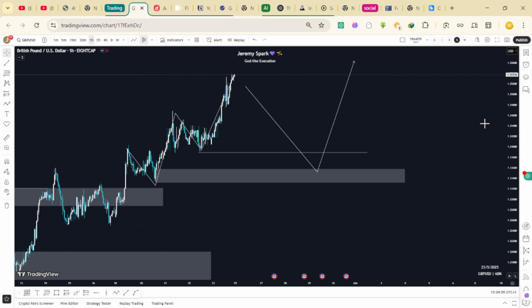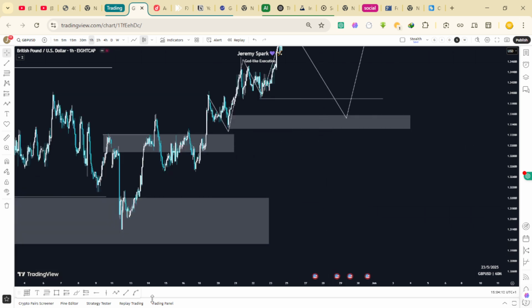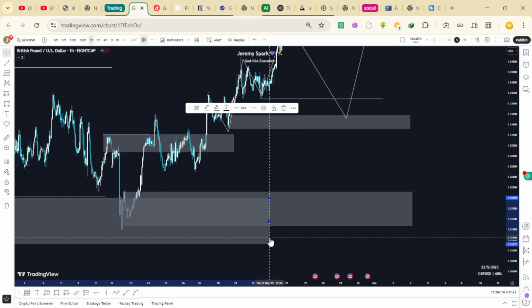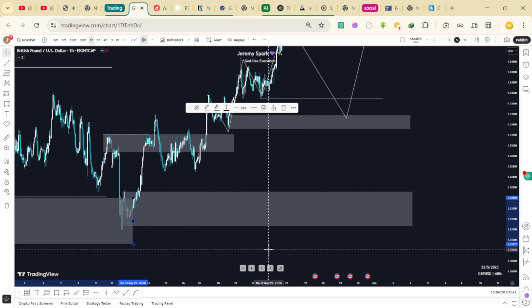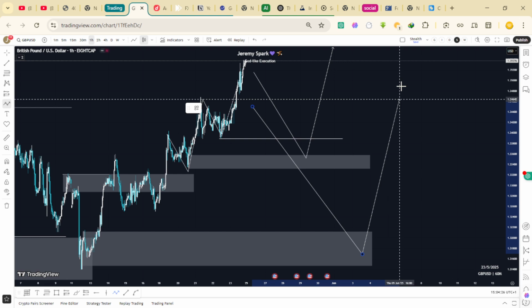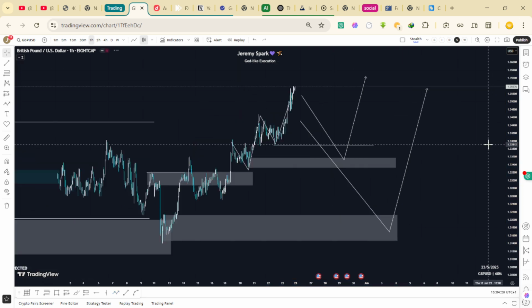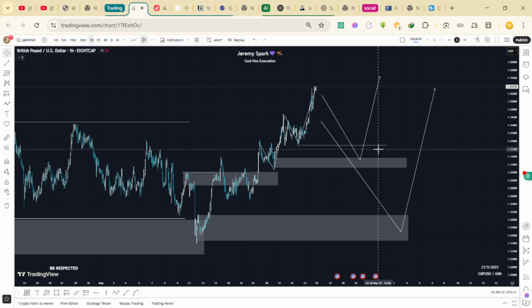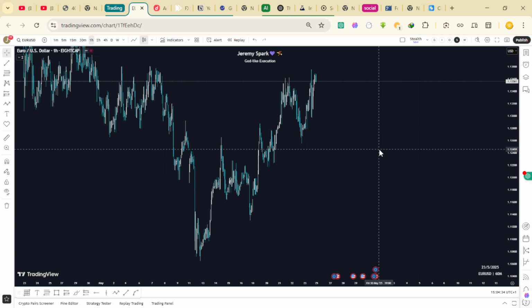Or if this zone fails, then we will be buying from what? This extreme zone to continue the what? To continue the uptrend on GBPUSD. So this is what I'll be looking out for next week. These are my two possible buy zones. So let's go to EURUSD.